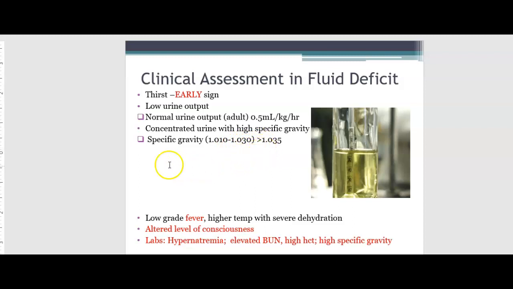Okay, so we know that, but I need to make sure that you really write this down in your tablet somewhere until you remember it. Normal urine output. Okay, I'm not going to beat that to the bones, but they also have a low-grade fever, high temperature with severe dehydration, okay? High temperature with severe dehydration. Altered level of consciousness and labs, you have hypernatremia. That's high sodium, right? Elevated BUN. What is this talking about? Our urine, our kidneys, right? High hematocrit, low specific gravity. Make sure we know those things.